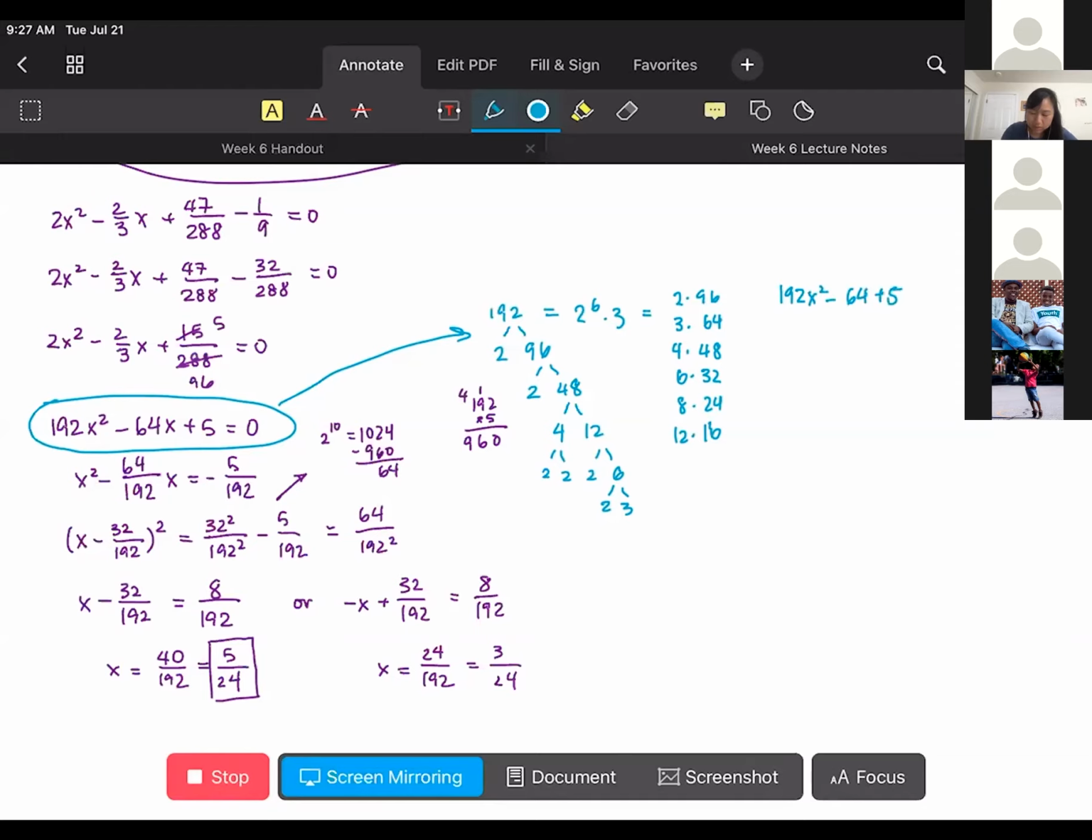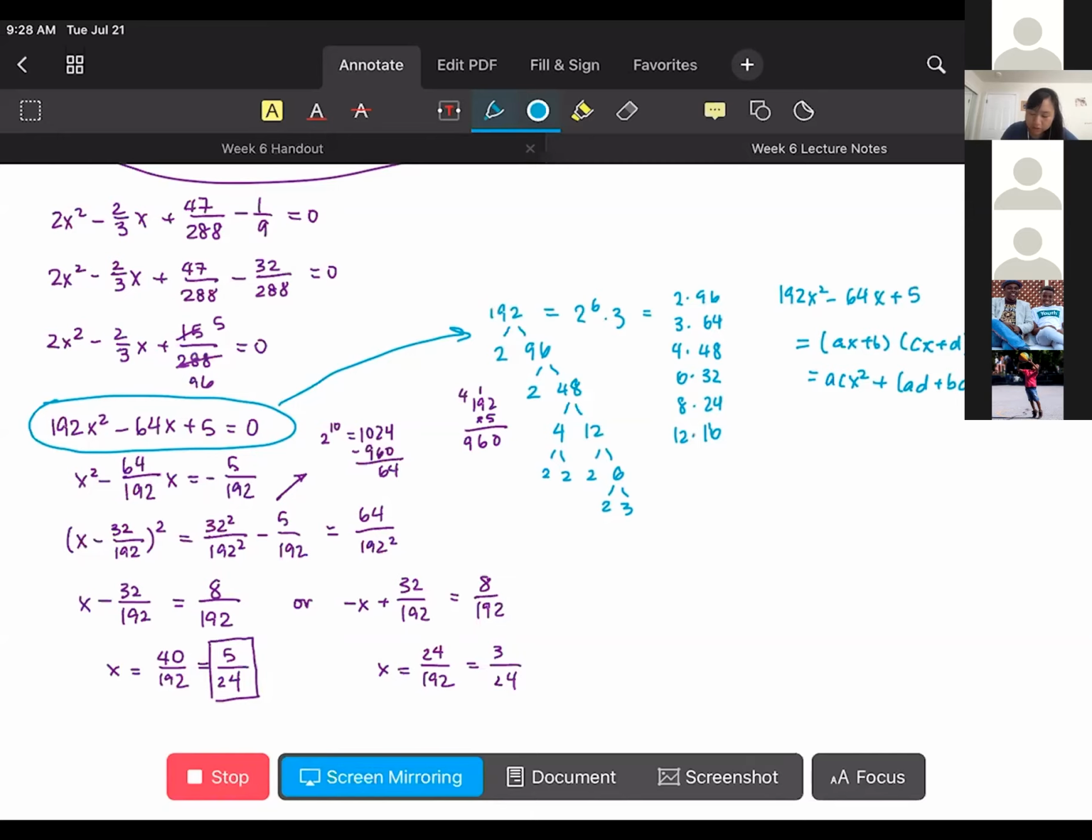So in order to write this in some form, kind of like ax plus b, cx plus d, then we know b times d has to equal 5, and then a times c equals 192. And then also, if we cross multiply, this equals ac x squared plus ad plus bc x plus bd, then ad plus bc has to equal negative 64.